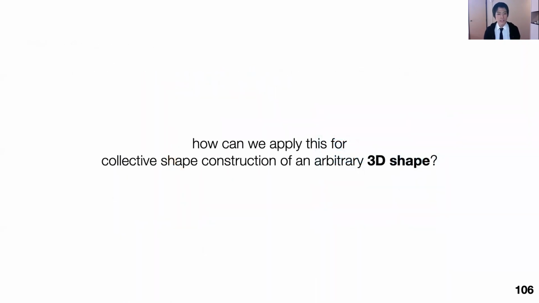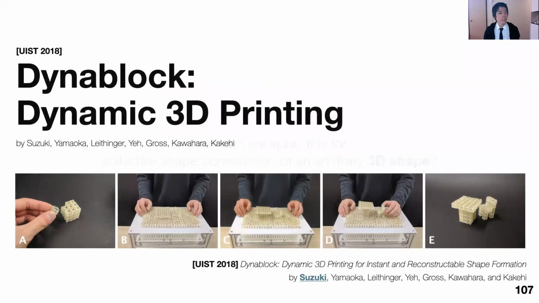So the question is, how can we apply this idea to the collective shape construction of an arbitrary 3D shape? To explore this idea, we developed Dynablock, which is dynamic 3D printing for instant and reconstructible shape formation.